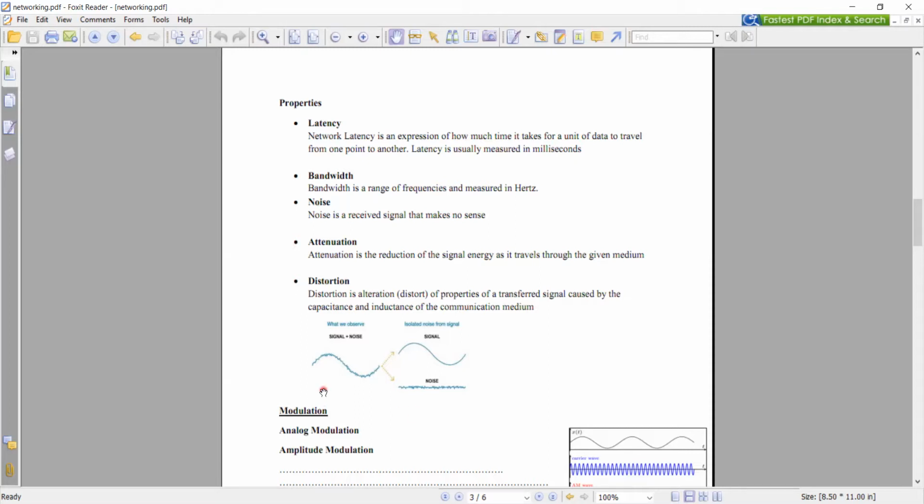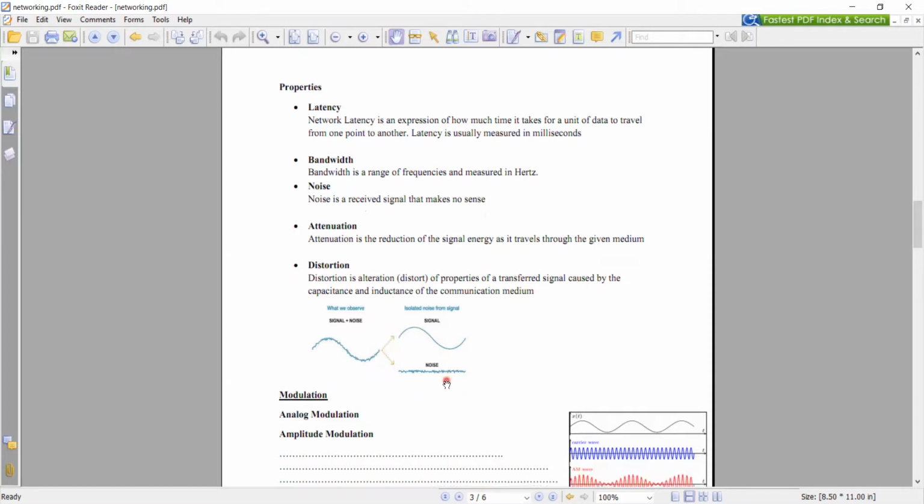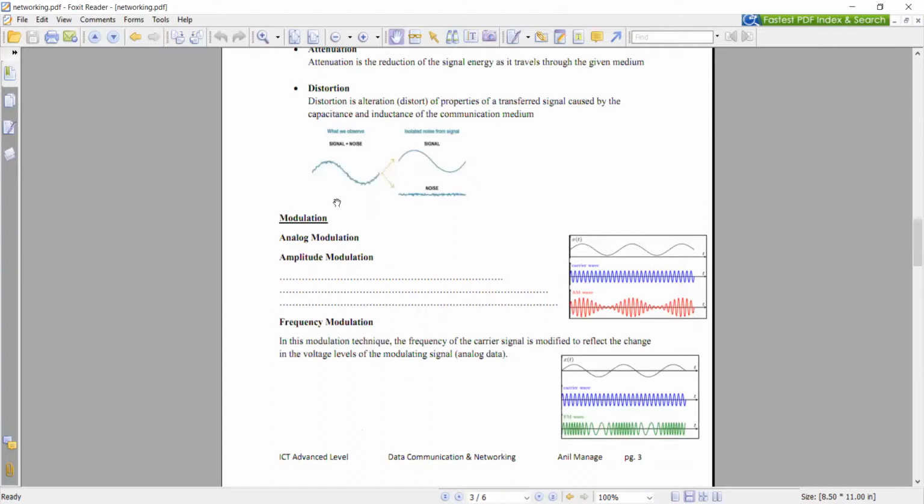Now look at this picture. If you get signal and noise, then you are getting something like this. This is what you are getting, the signal. But our actual signal is what we should be sending, right? It can change like this. That kind of things are there. So these are the properties, right? Then we'll go to the modulation.